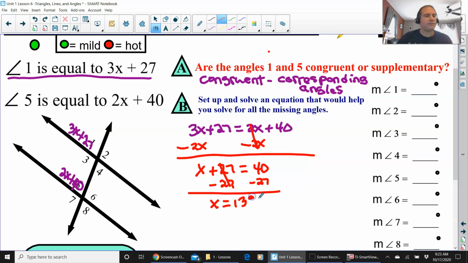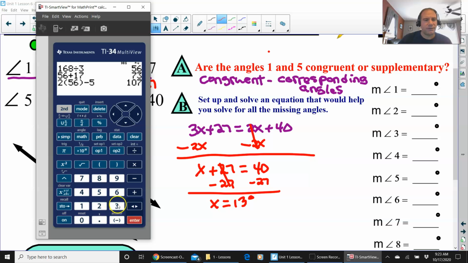None of these angles are equal to 13. None of them. But now we're going to find the measure of angle 1. Angle 1 is 3x plus 27. So I'm going to put 3 times 13 plus 27.